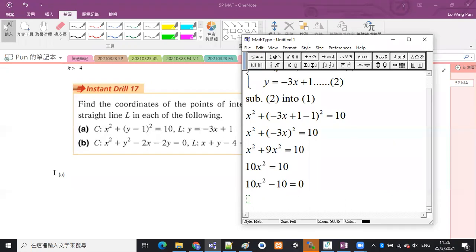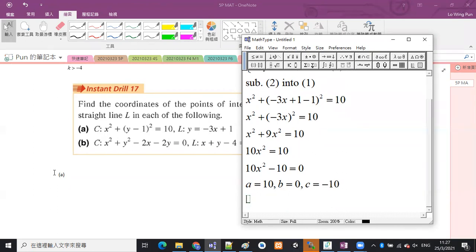What is A? 10. What is B? Careful. What is B? 0. B is the coefficient of x, but there is no x term here. So B should be 0. So what is C? Negative 10. You get this? Okay, careful. So A is 10, B is 0, and C is negative 10.